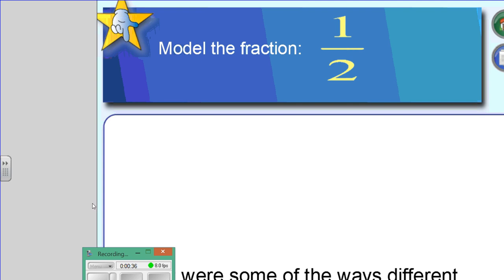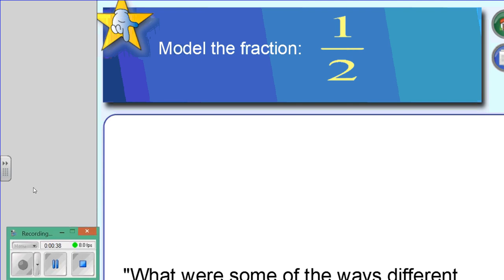I want you to model the fraction 1/2. I'm going to pause the video. You guys do the same. Model the fraction 1/2. So on your desk, what does that feel like? What does that look like to you? Go ahead.